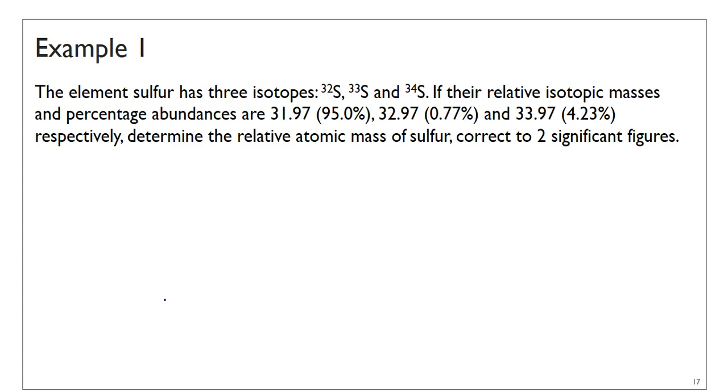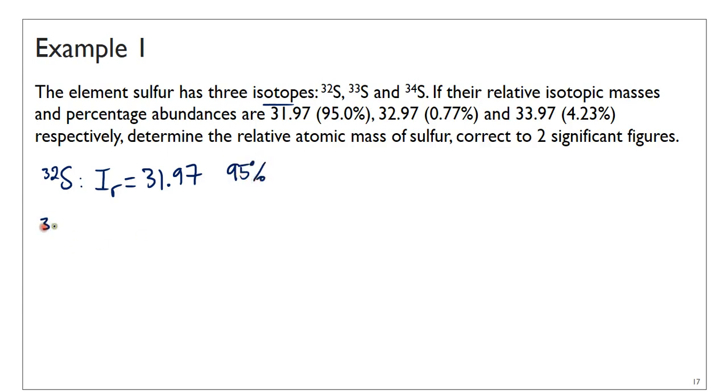Okay, so this is the first type of question that can be asked. The element sulfur has 3 isotopes, so these are the isotopes: sulfur-32, 33, and 34, and these are the mass numbers which you shouldn't use. You should use the actual relative isotopic masses. So sulfur-32 has a relative isotopic mass of 31.97 and a percentage abundance of 95%.